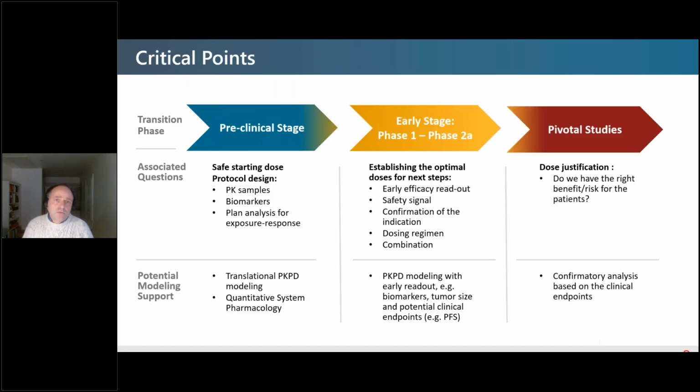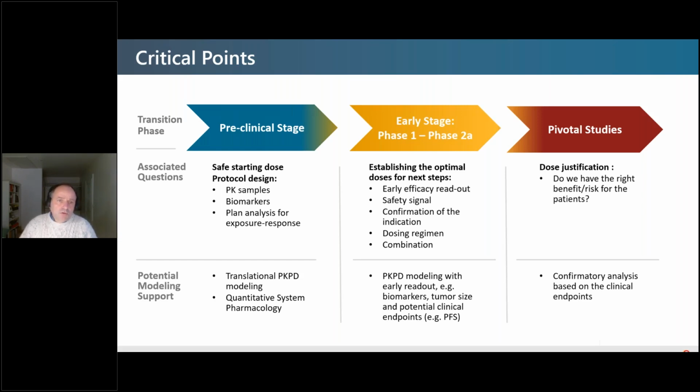So to move on with this presentation, we divided this presentation in 3 stages where we think there is an important milestone where modeling can help. The first milestone that will be presented by Italo is the transition between preclinical stage and early stage, where the main question is definitely defining the safe starting dose and establishing a proper protocol design that can help answering the questions during the phase 1 and phase 2 study.